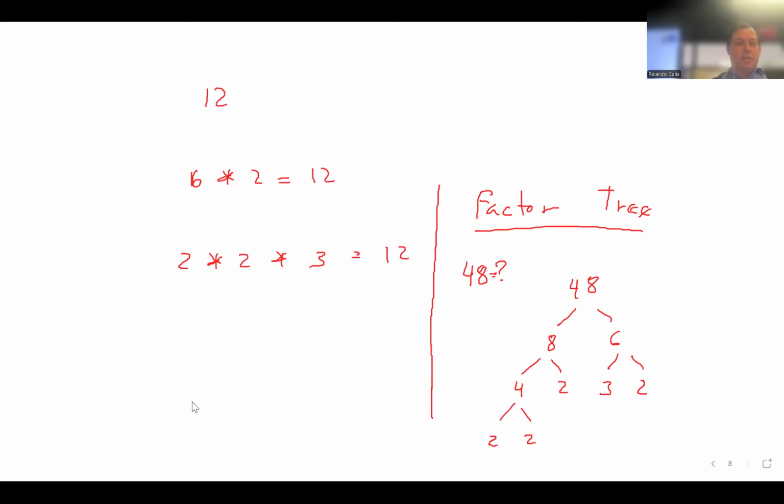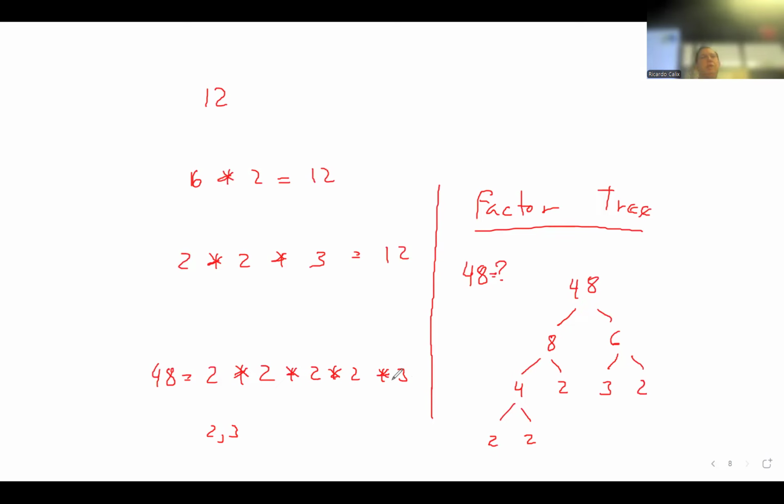So for 48, the prime factors would be 2 times 2 times 2 times 2 times 3. So they are essentially 2 and 3, correct? Do you guys see that?